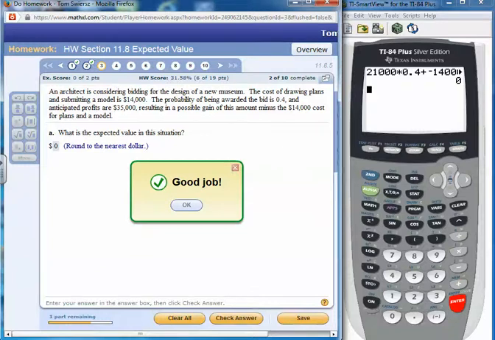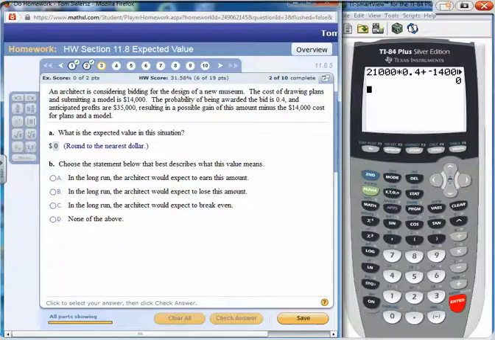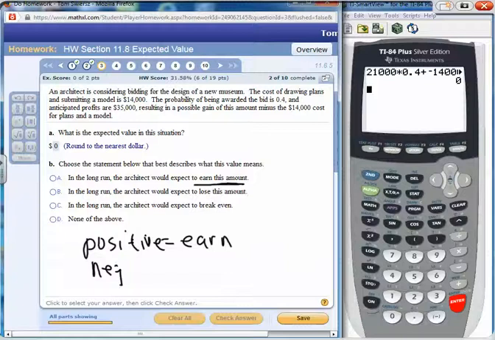Now, which is the correct answer? Choose the statement below that best describes the value. In the long run, the architect would expect to earn this amount. In the long run, the architect would expect to lose it. In the long run, the architect would expect to break even, or none of the above. When you do the expected value, if you get a positive number, a number greater than 0, then the answer is going to be earn this amount. If you get a negative number, then it's going to be to lose.